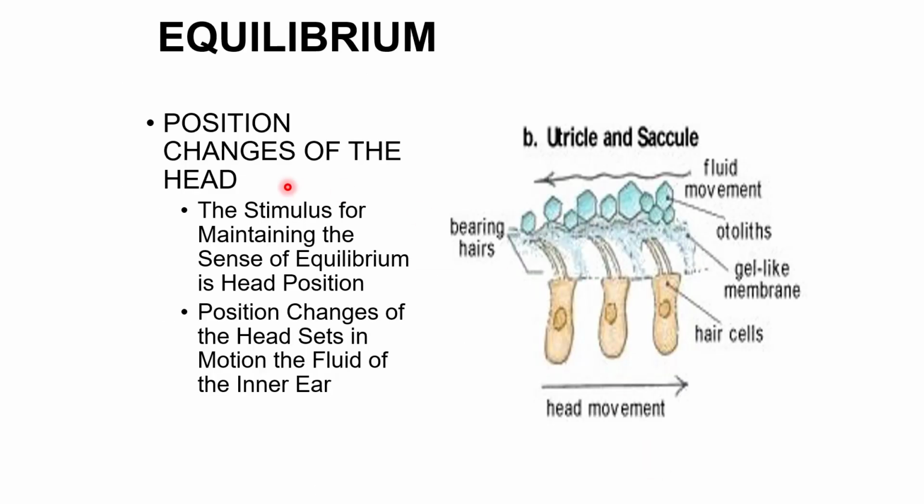Now coming on to the sense of equilibrium. Equilibrium means maintaining our posture and body stability in different situations of movement. The stimulus for maintaining the sense of equilibrium is head position. Position changes of the head set the fluid of the inner ear in motion. Whenever we change position from left to right, right to left, or with down and up movements of the neck, the head position changes. Then the fluid in the semicircular canals is set into motion and causes some changes.